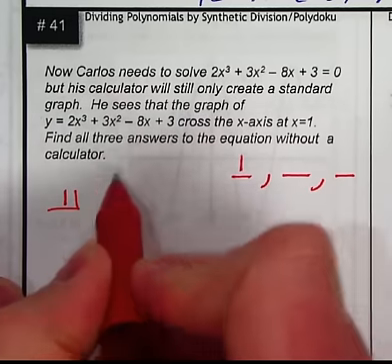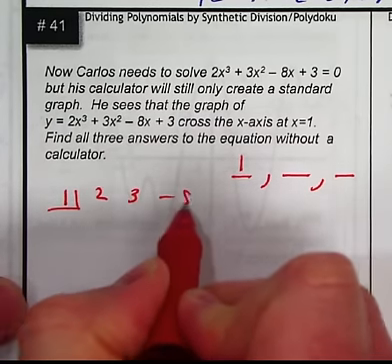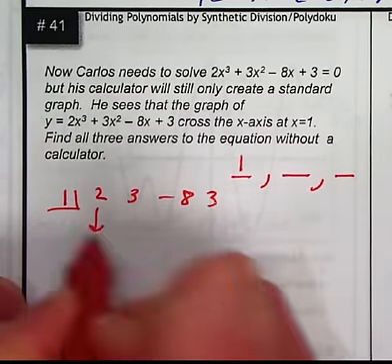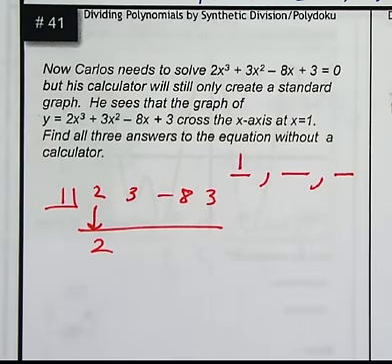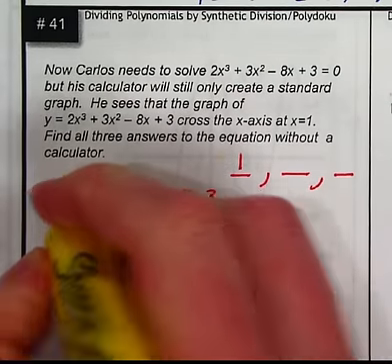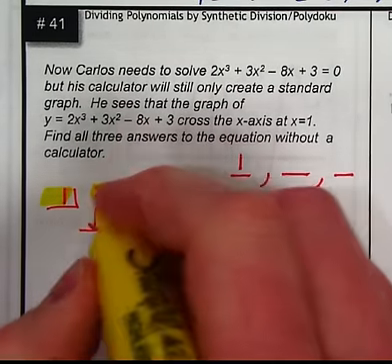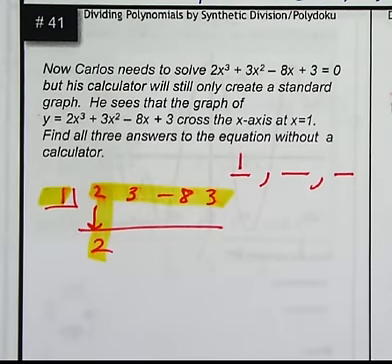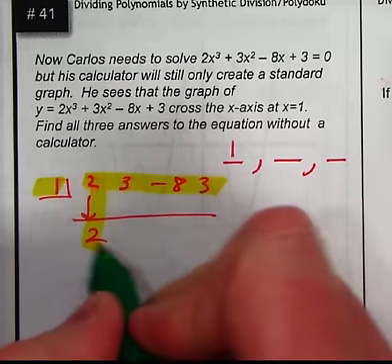Then I take each of the coefficients, 2, 3, -8, and 3, and I bring down the 2. And that's the setup work. I need to fill in the root, I need to write all the coefficients, and I need to bring down the leading coefficient. Then my job is to multiply, add, multiply, add.